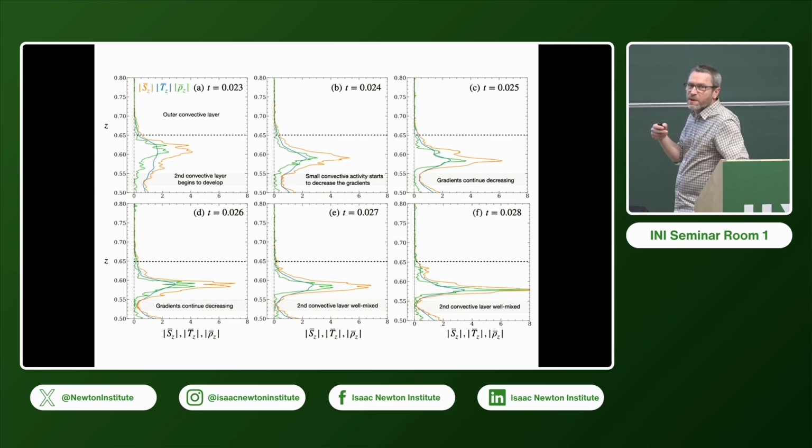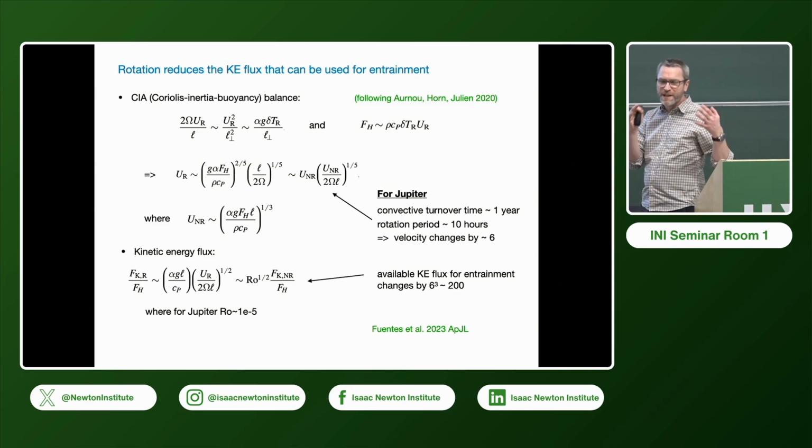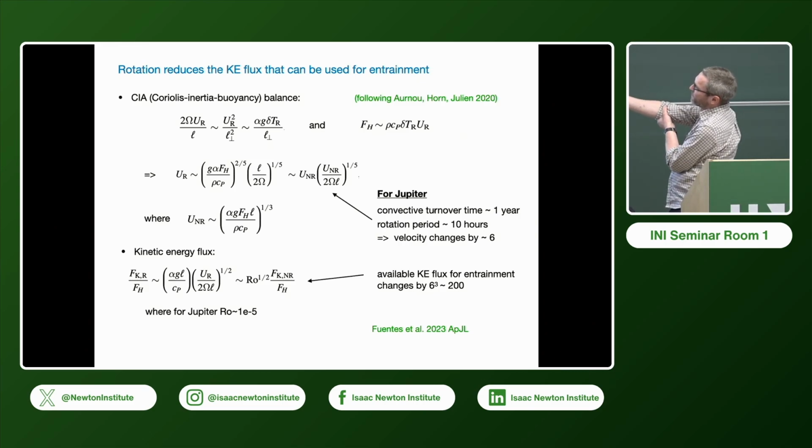Okay, so the last thing that we looked at in this context is the effect of rotation. Everything I've talked about so far has no rotation, but in Jupiter, obviously, rotation is really important. It's rotating very rapidly compared to convective timescales, for example. So we made some estimates here, and I'll show you a simulation on the next slide.